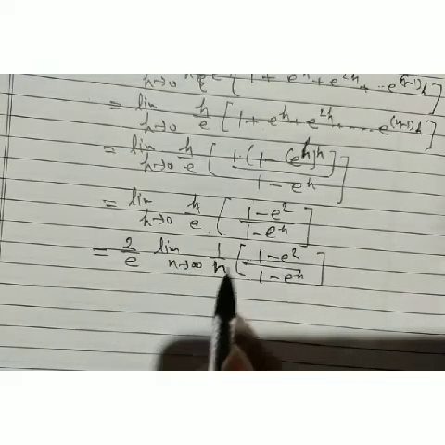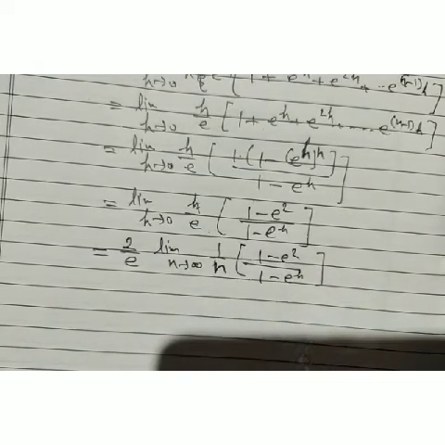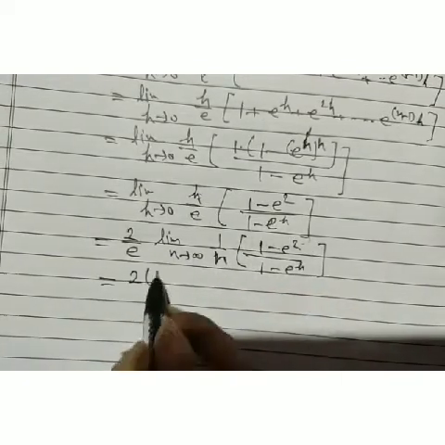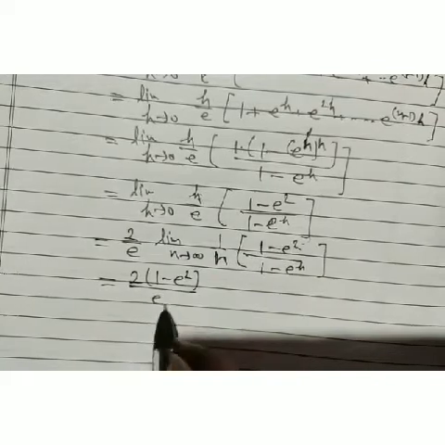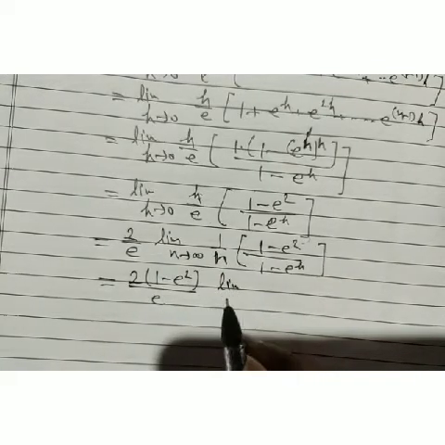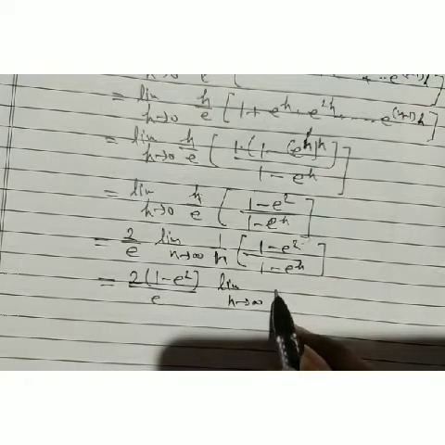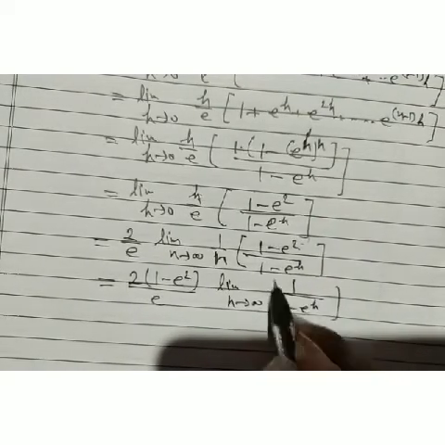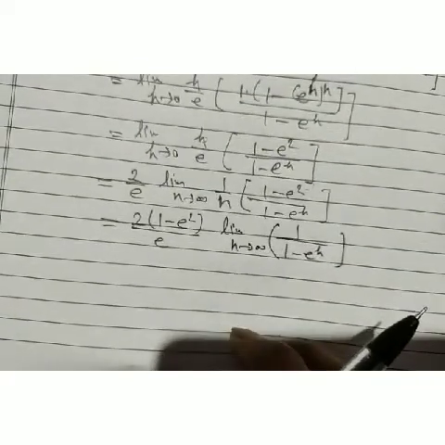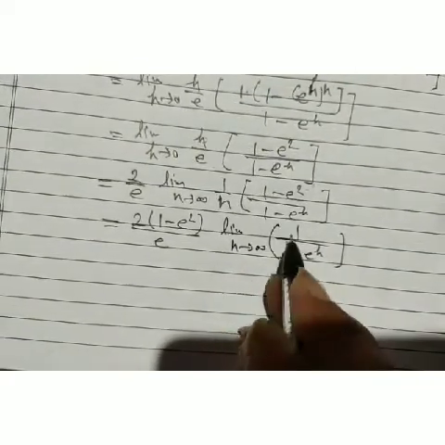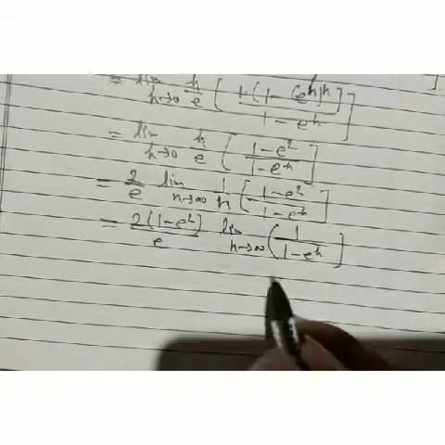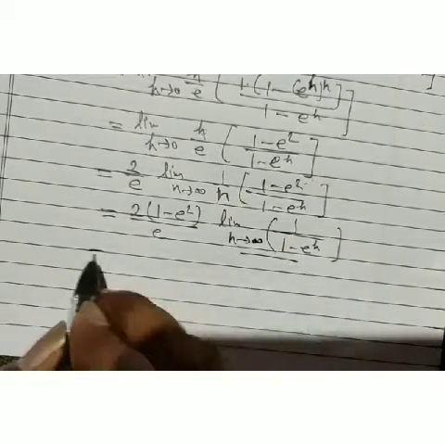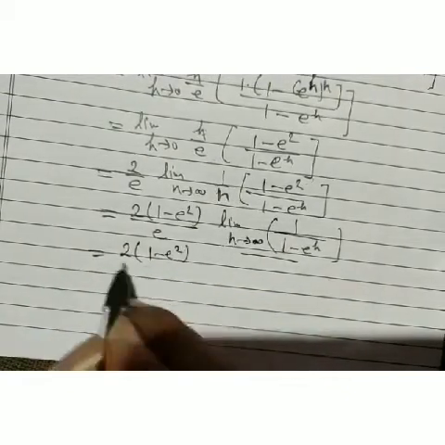2 by e, limit n tends to infinity, 1 by n, (1 minus e square) by (1 minus e to power h). Now look, again it's a constant, we can take it outside. Now 2 (1 minus e square) by e. Now what do we have? We have limit n tends to infinity of 1 upon 1 minus e to power h. It's in the form where n tends to infinity. Then we can change this limit, as now we get 2 (1 minus e square) by e.